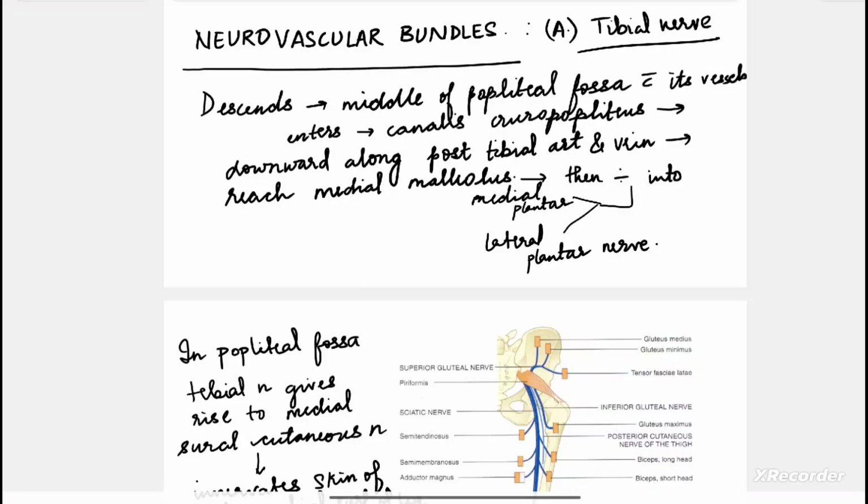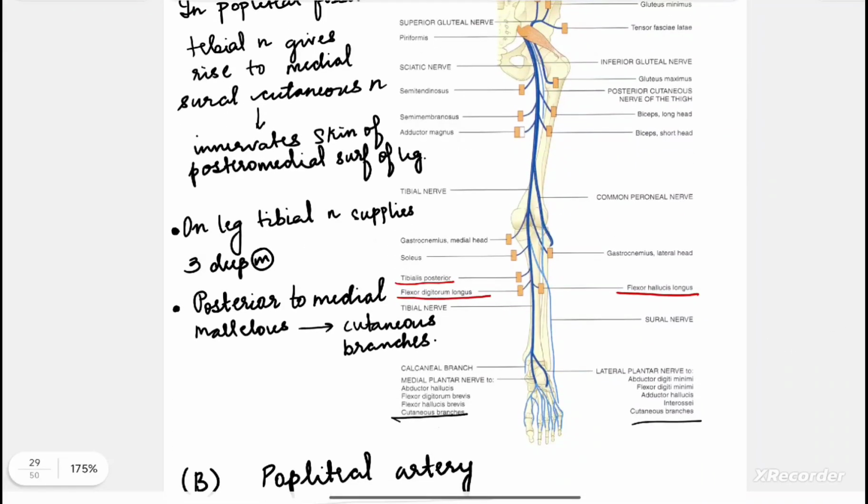Muscular bundles, first is the tibial nerve. Now tibial nerve, see here. It descends through the middle of the popliteal fossa along the popliteal vessels and enters the canalis cruropopliteus. It passes down along with the posterior tibial artery and vein till it reaches the medial malleolus. And after passing through the medial malleolus, the tibial nerve is divided into lateral and medial plantar nerves.